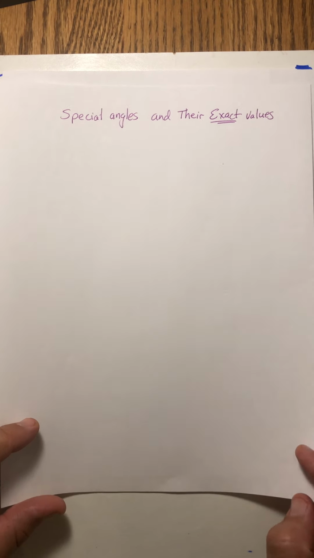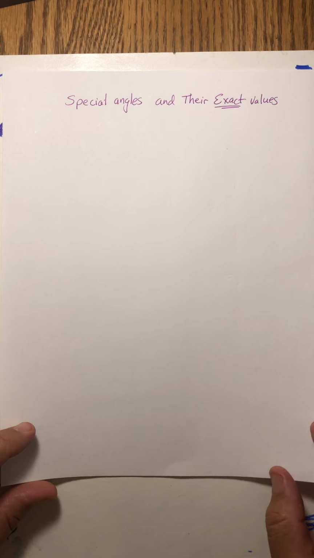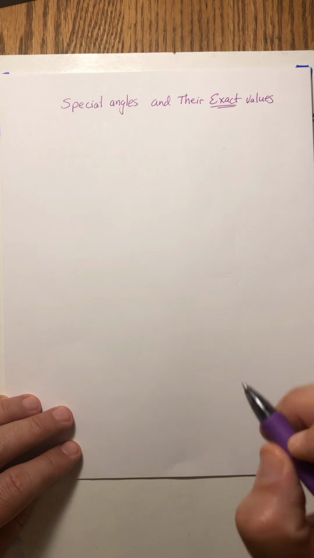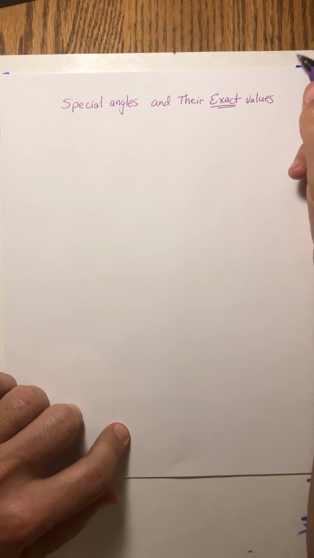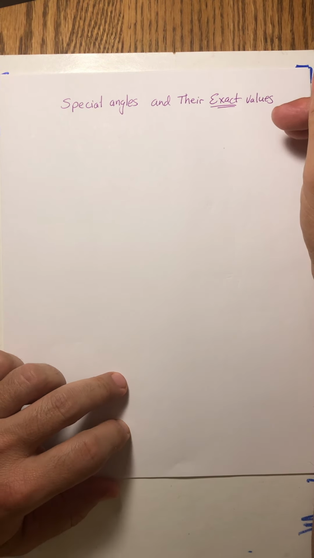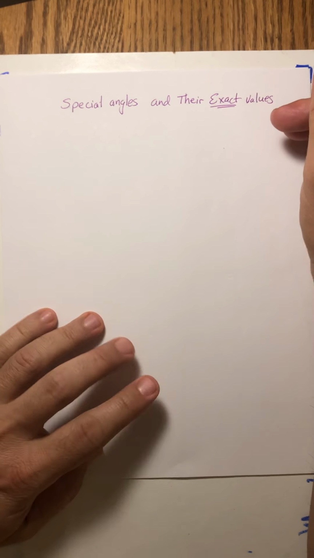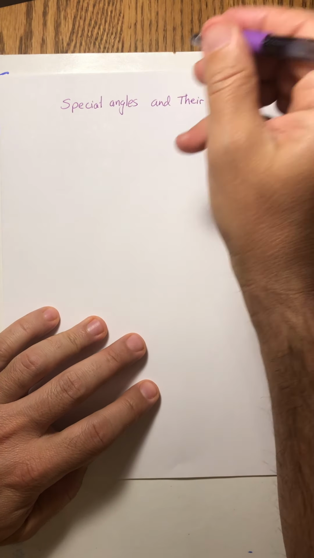So the next piece is special angles and their exact values. What do we mean by special angles, and what do you mean about their exact values? We have 7 angles that we have exact values for. Okay? We have 7 angles that have exact values.